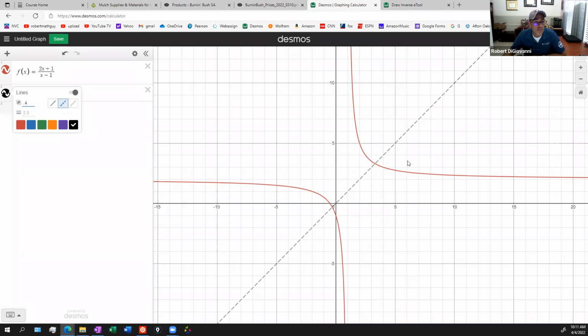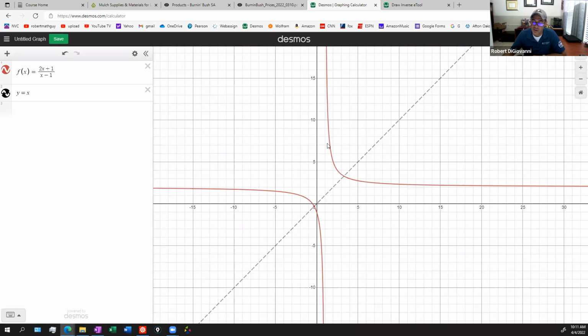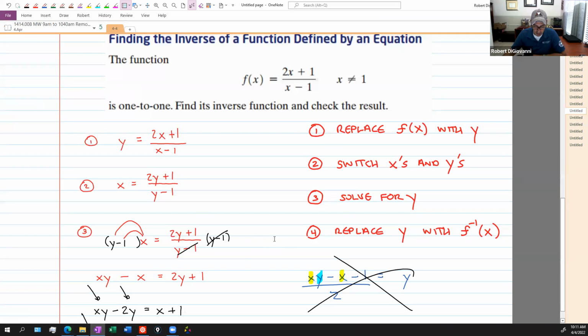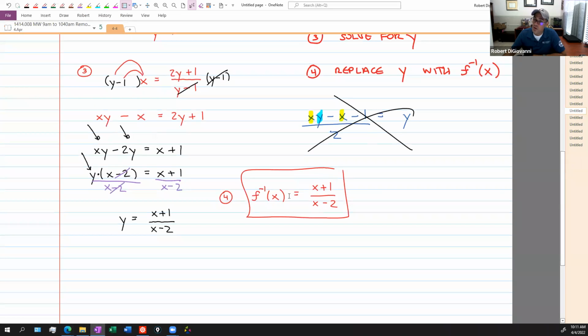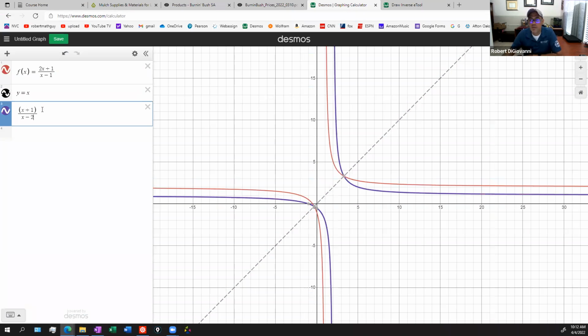By the way, look at this red graph. Is it 1-to-1? Does it pass the vertical and horizontal line test? It's hard to tell, but it does pass, so it should have an inverse. Now I'm going to graph what we got as the inverse: x plus 1 over x minus 2. Here it comes. There it is.